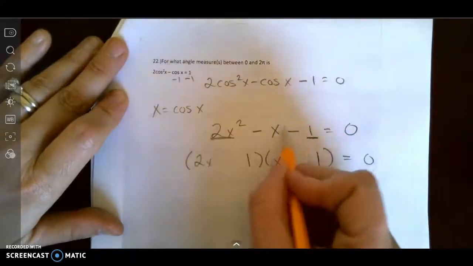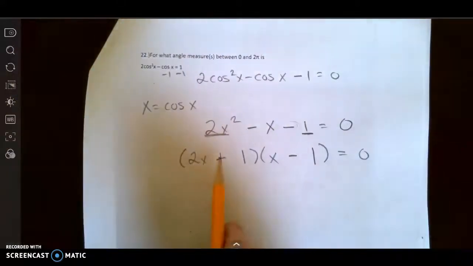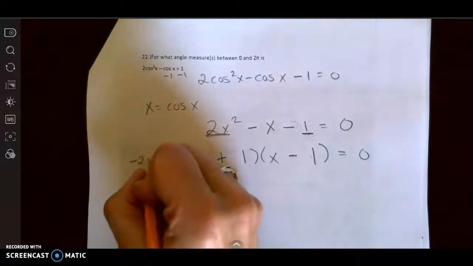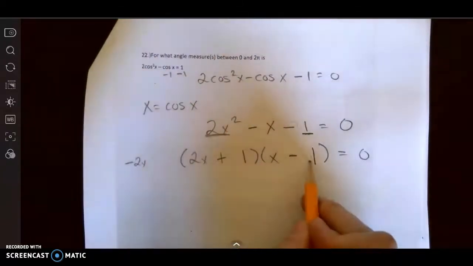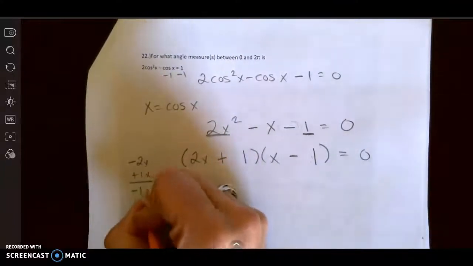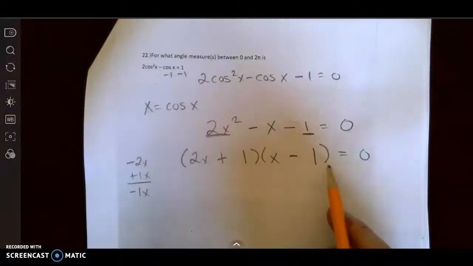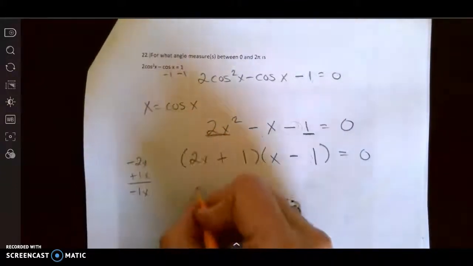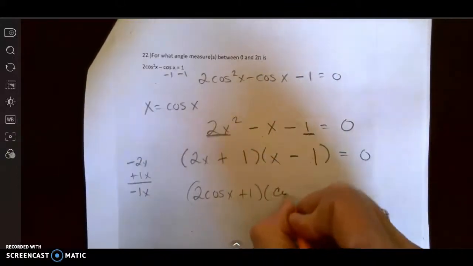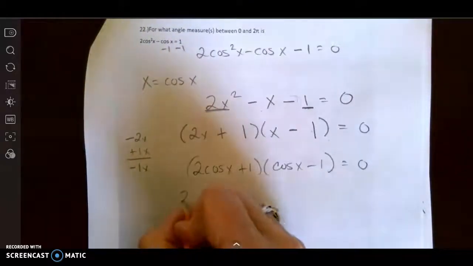Because this is negative, I'm going to have to have a positive and a negative, but I've got to see if I put them in the right place. So I check my outer term is -2x, because 2x times -1. My inner term is +1x, which gives me -1x, which is what I wanted. So this is my correct factoring. Substitute back in the cosine of x, so I get 2 cosine of x plus 1, and cosine of x minus 1. Set each factor equal to 0.